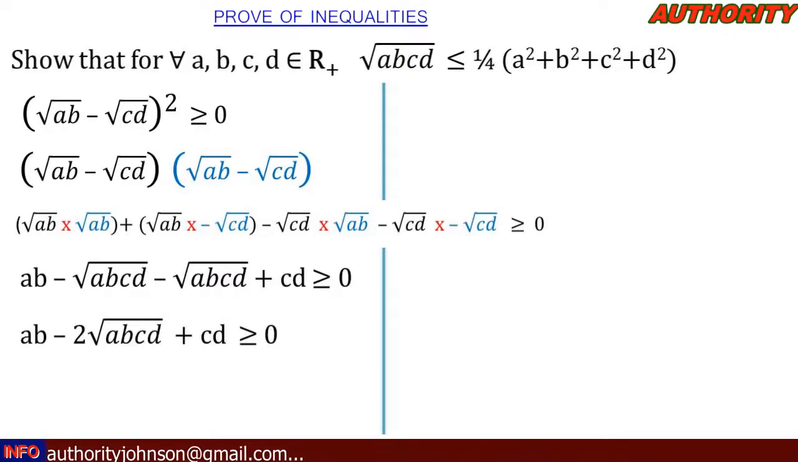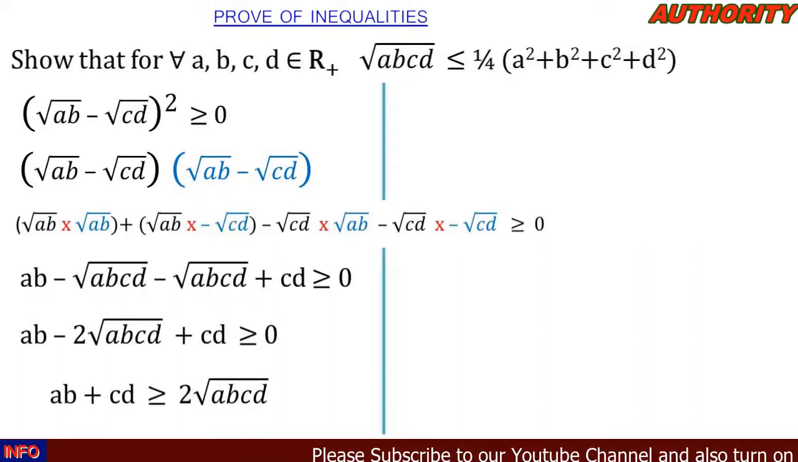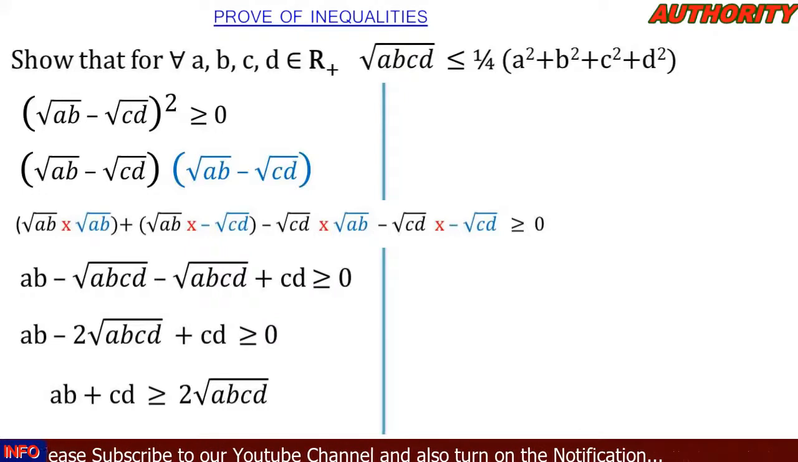Okay? So here, let's bring CD closer to AB. So we're going to have AB plus CD minus 2 root ABCD is greater than or equal to 0. So let's take this minus 2 root ABCD to the other side. So when we take it to the other side, we are going to have AB plus CD is greater than or equal to 2 root ABCD.